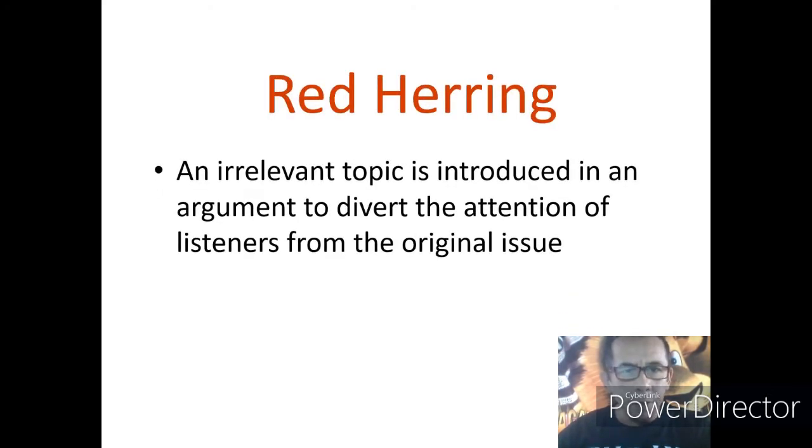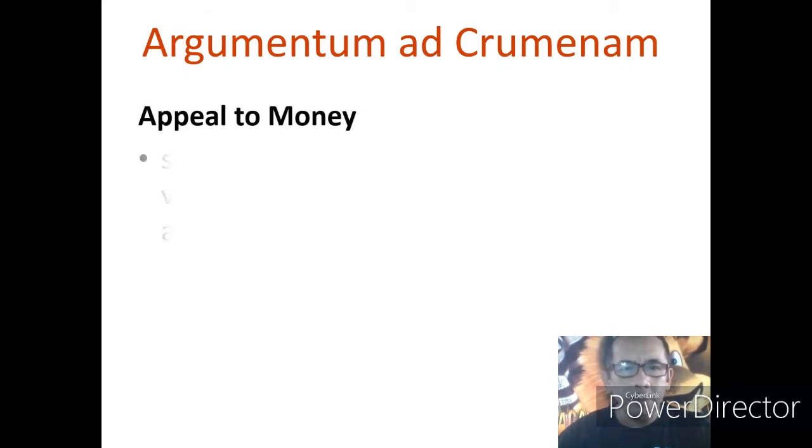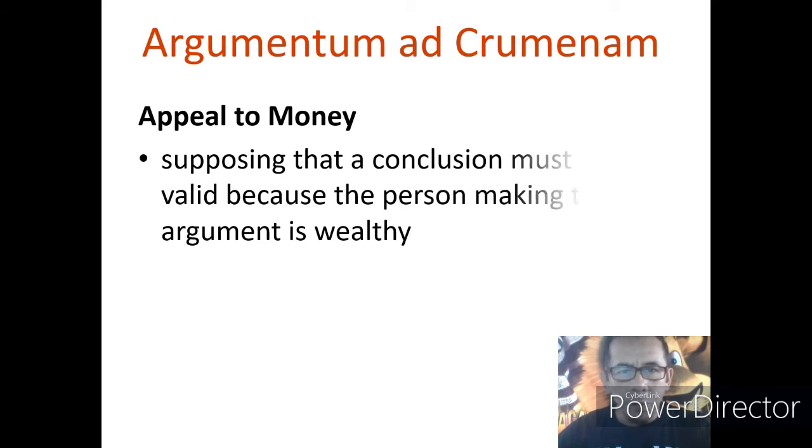Next is red herring. An irrelevant topic is introduced in an argument to divert the attention of listeners from the original issue. Argumentum ad crumenam, or appeal to money. Supposing the conclusion must be valid because the person making the argument is wealthy.